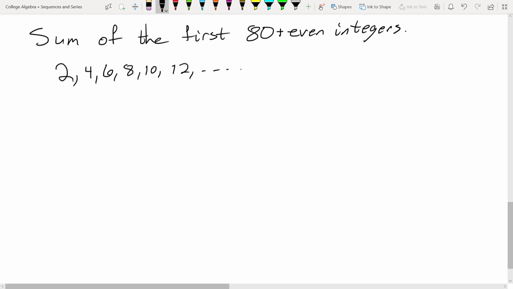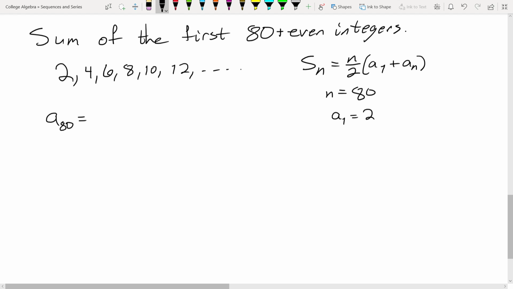So to find the sum of the first 80 positive even integers, we can use this formula, plus AN. We know what N is, just 80. We know what A1 is, that's 2. And the question is, what is AN, or A of 80? A80 equals, I'm just going to use this formula here, AN equals A1 plus D times N minus 1.